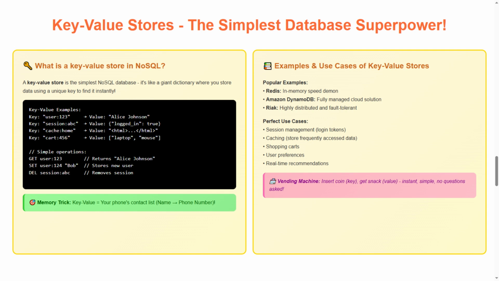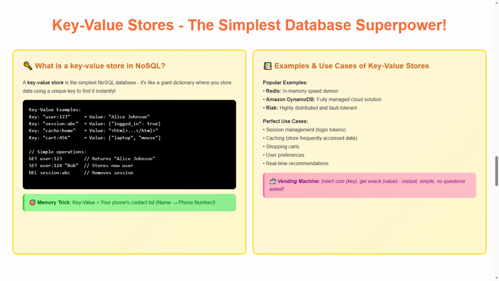Let's explore the simplest database superpower, key-value stores. What is a key-value store in NoSQL? A key-value store is the simplest NoSQL database. It's like a giant dictionary where you store data using a unique key to find it instantly. Here's our memory trick section. Memory trick. Key value equals your phone's contact list, where name leads to phone number.